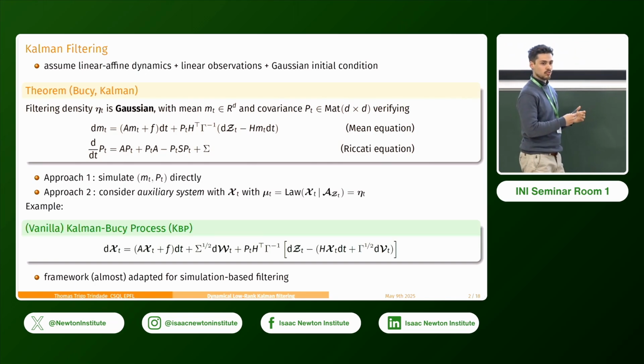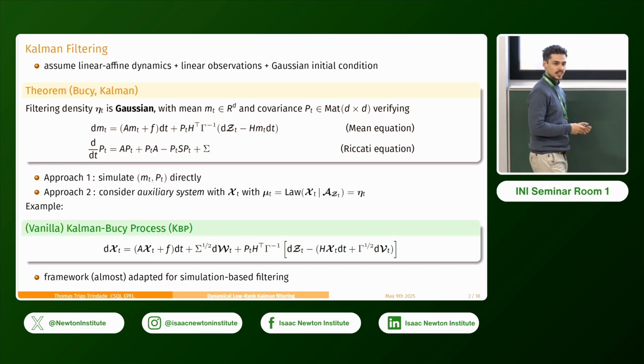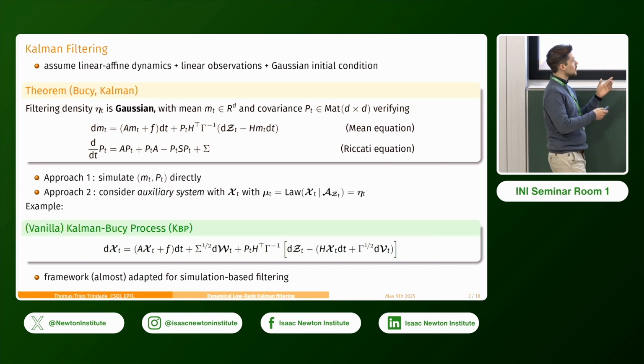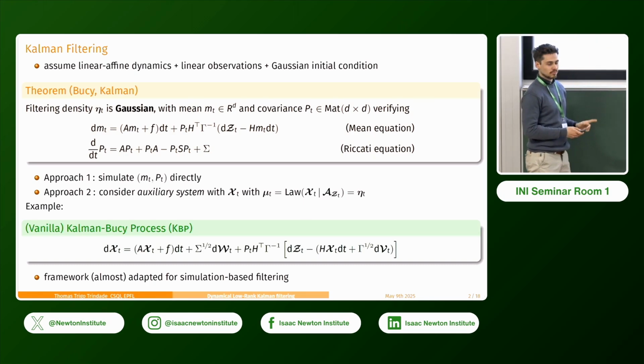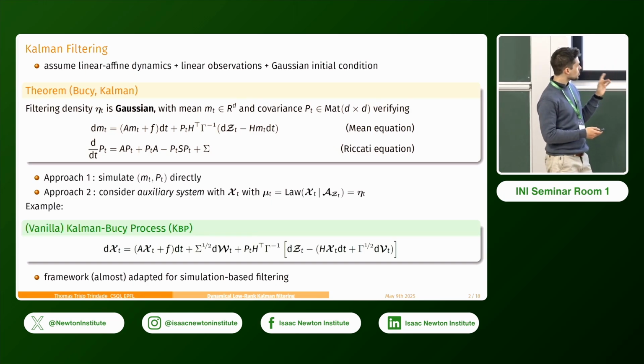And so you can do some math and realize that this system here has exactly the same filtering density, exactly the same conditional law as the filtering density. So solving for this is equivalent to solving for that one. But the signal you don't know, and this you're allowed to simulate. So this is a nice approach.